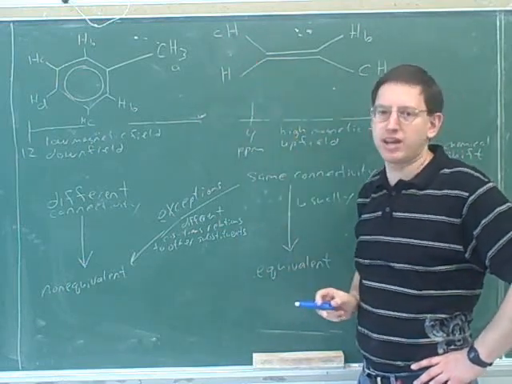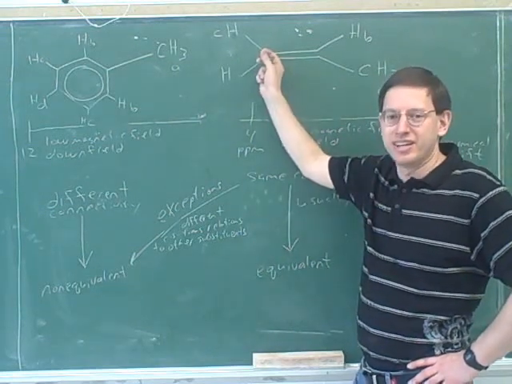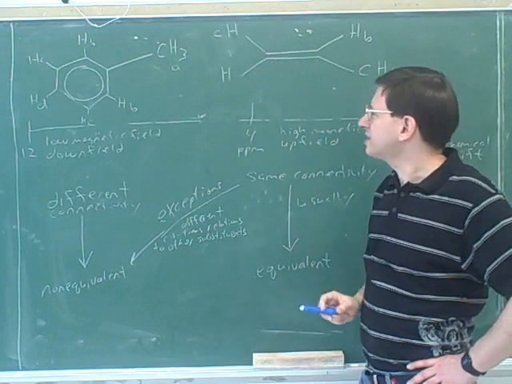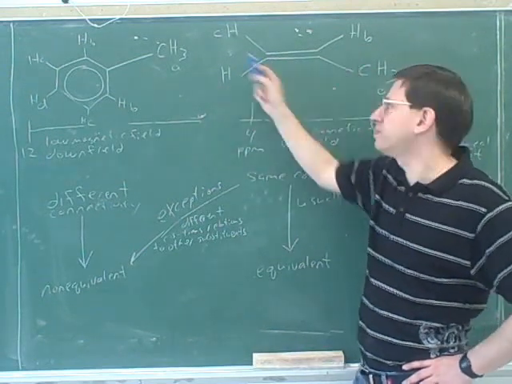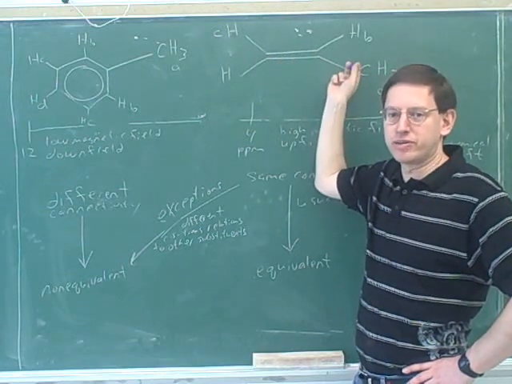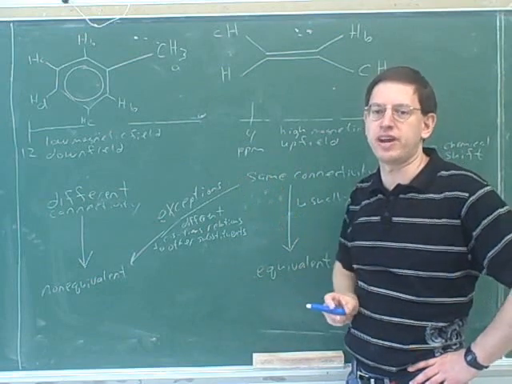Well, notice they have the same connectivity. They clearly have the same connectivity because they're connected to the same exact carbon. These two hydrogens have the same connectivity, but you can still see that they have different environments because this one is cis to the methyl group, and this one is trans to the methyl group. So this shows that it's possible to have the same connectivity and still have two different environments.